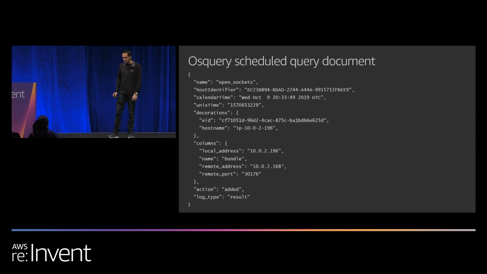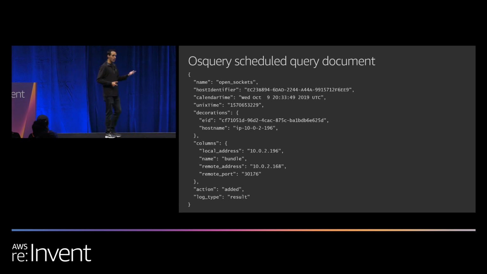So let's look at a little bit of JSON. OSquery, like I mentioned, exposes an operating system as an SQL database. So when we receive the data from these queries, this is basically what it looks like. It has the name, in this case open sockets, a host identifier, which is a hardware-based UUID for that endpoint, and some other information that we can adjust dynamically based on the queries we provide to it or the configuration that we provide to it.